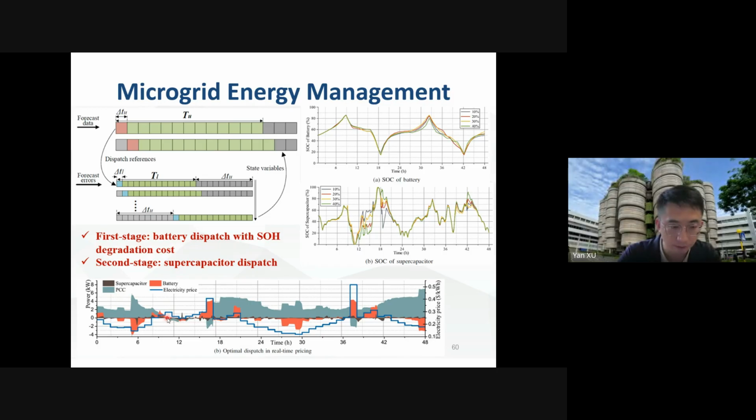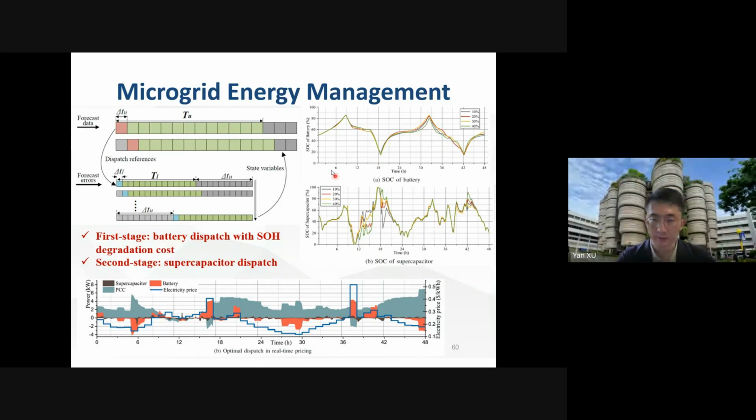And you can see that the battery and the supercapacitor are discharging, right? And this is another example. You can see during this high electricity price period, the battery is actually discharging, exporting power back to the grid, okay? So in the meantime, for different periods, you can see the energy storage systems are optimally charged and discharged.